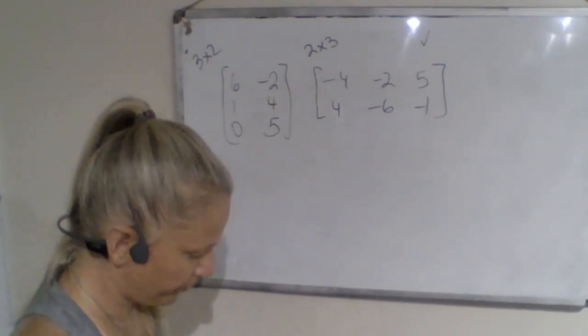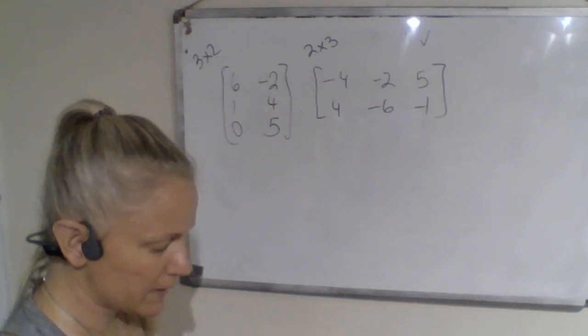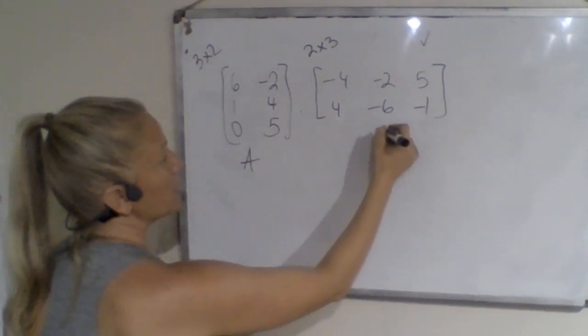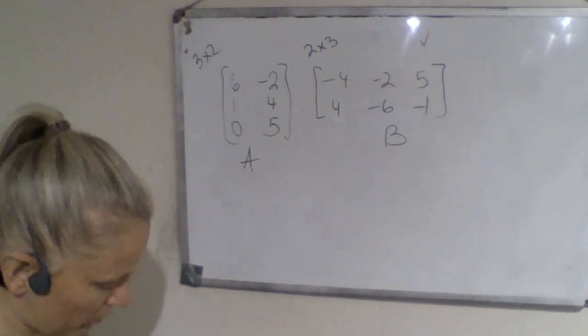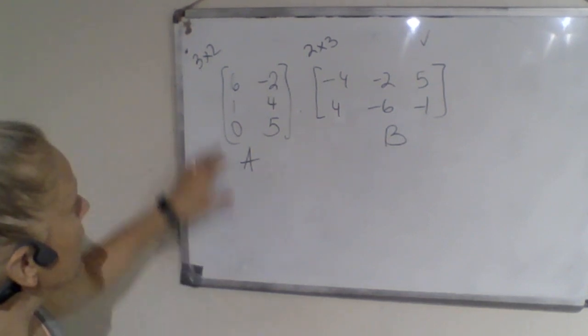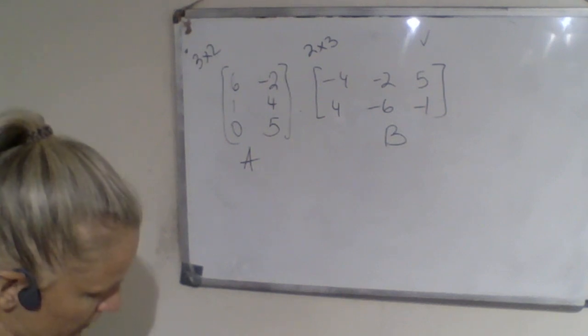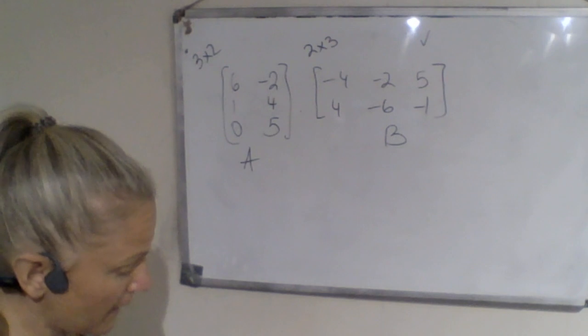We go to our calculator. We turn it on. We clear everything out. We go second matrix, over to edit. We're going to make this matrix A. We're going to name this matrix B. For A, this is a 3 by 2. 3, enter, 2, enter. And now I'm going to put it in by rows. 6, enter, negative 2, enter, 1, enter, 4, enter, 0, enter, 5, enter. I'm going to go second, quit.